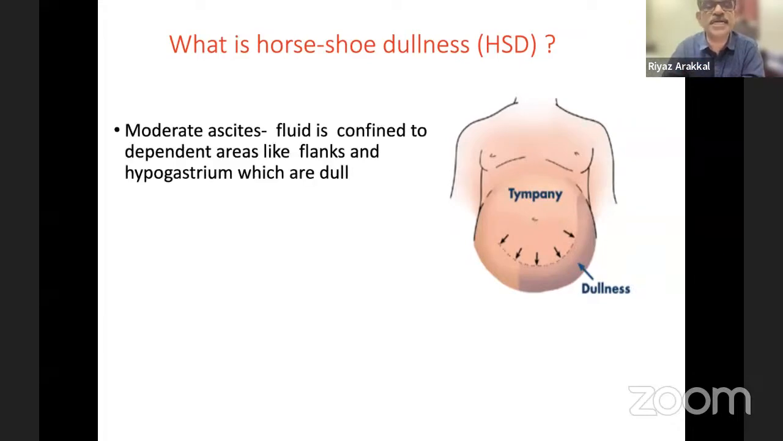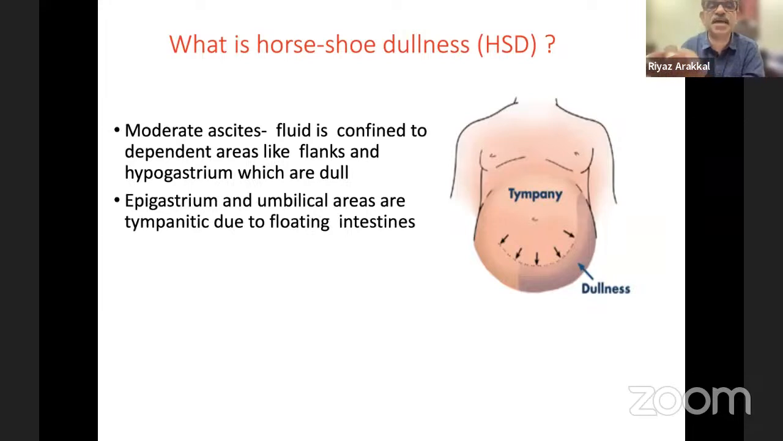In a patient with moderate amount of ascites, you can see that the fluid is confined to the dependent areas. So what are the dependent areas when the patient is in the supine position? The flanks and the hypogastrium. So the fluid will accumulate in the flanks and the hypogastrium, which will be dull to percussion.